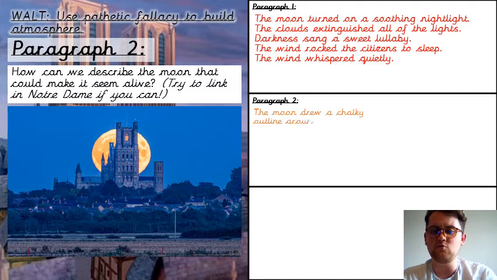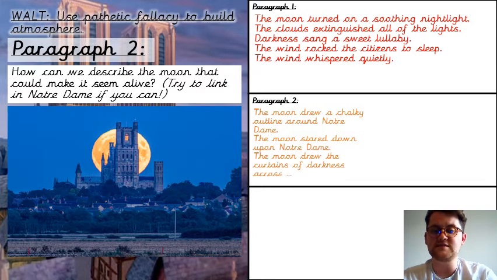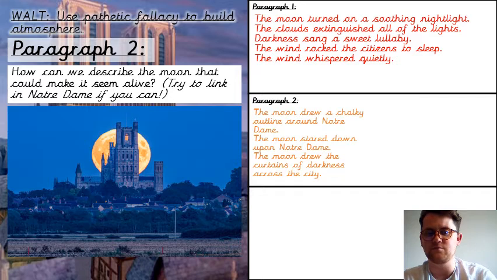I've said the moon drew a chalky outline around Notre Dame. The moon stared down upon Notre Dame. The moon drew the curtains of darkness across the city. Okay, so the last one doesn't involve Notre Dame, but it still shows that the moon is doing something. So I want you to pause the video and write in some of your own ideas, plus some of mine now.